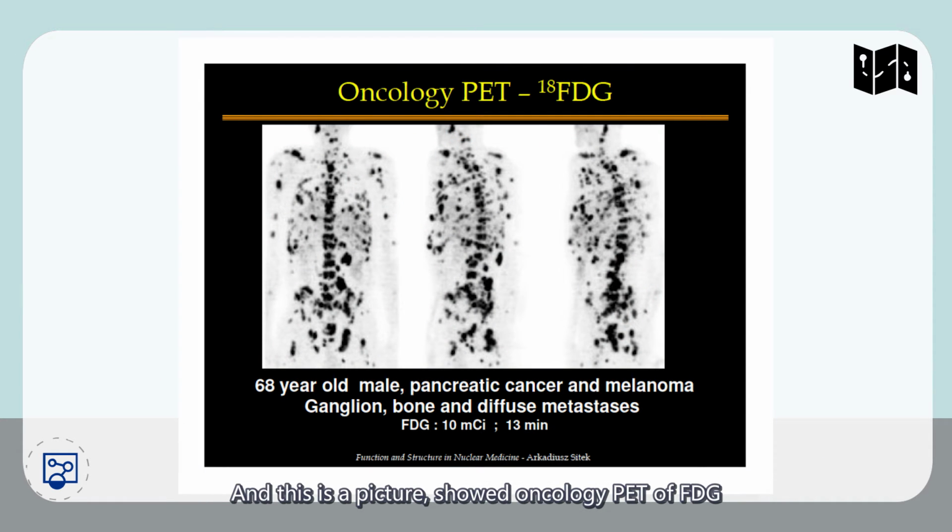And this is a picture showing oncology PET with F18-FDG. This is a 68-year-old male suffering from pancreatic cancer and lymph node involvement. You can see bone and diffuse metastasis. We used F18-labeled FDG, 10 millicurie, and after 13 minutes, we got this image.